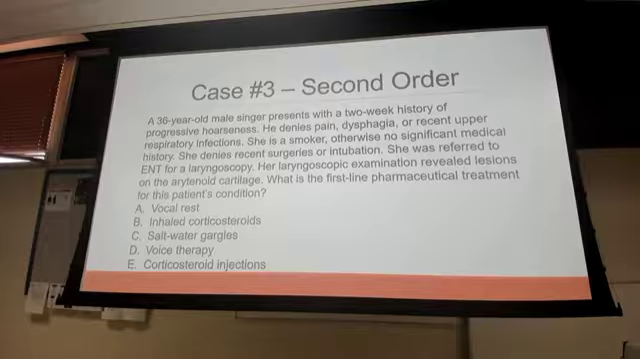What is the patient's diagnosis? Oh, somebody said it. No. No.